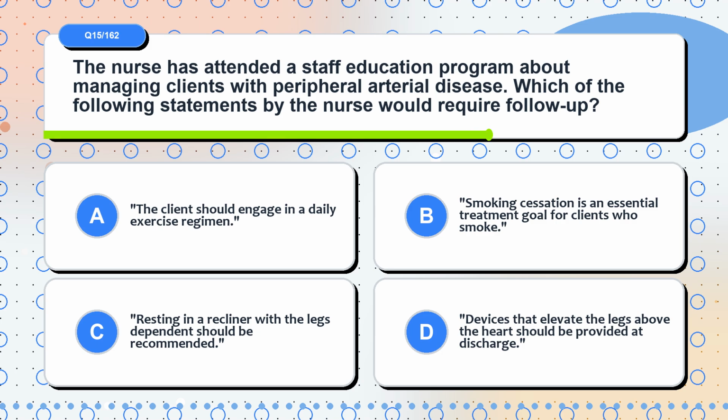Option C. Resting in a recliner with the legs dependent should be recommended. Option D. Devices that elevate the legs above the heart should be provided at discharge.